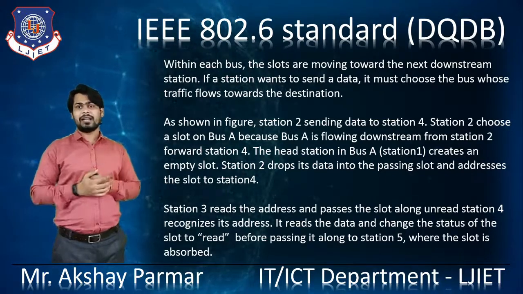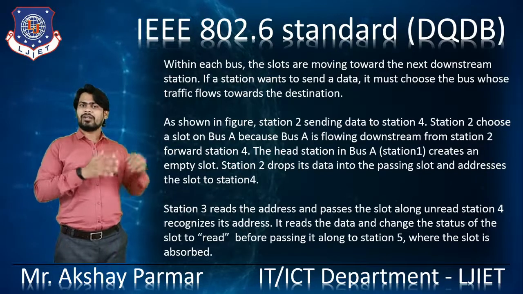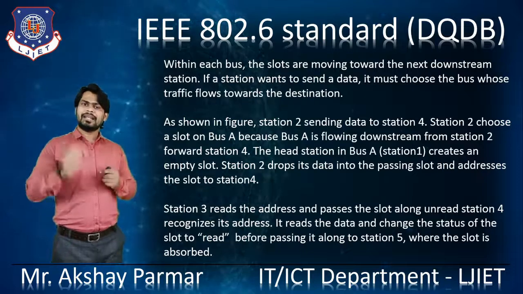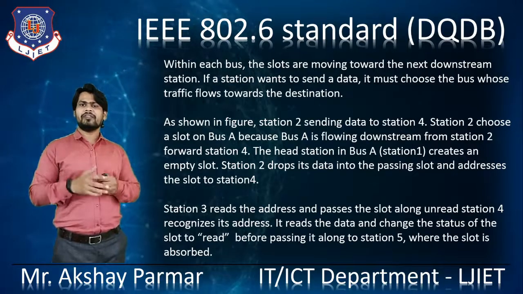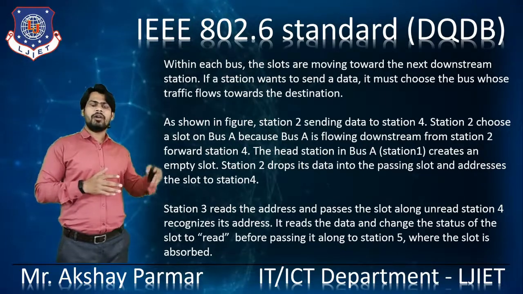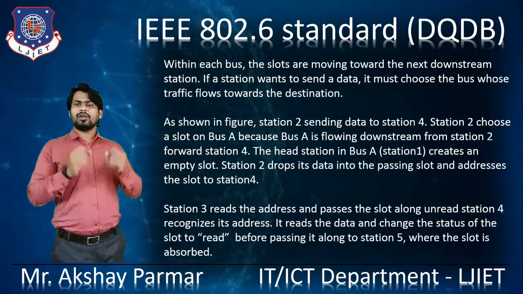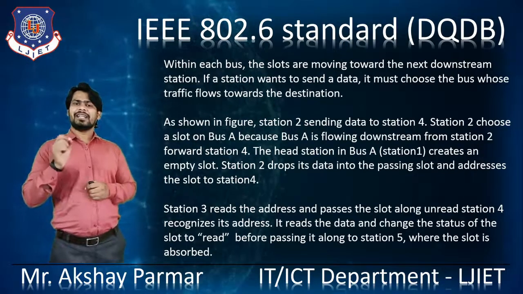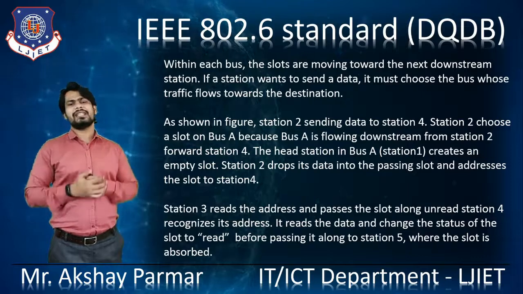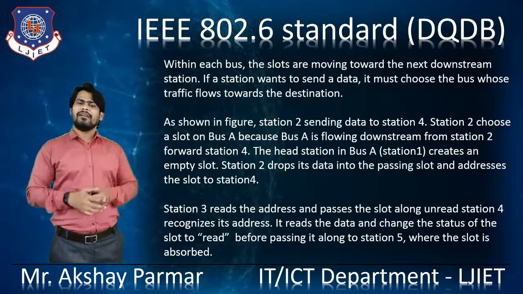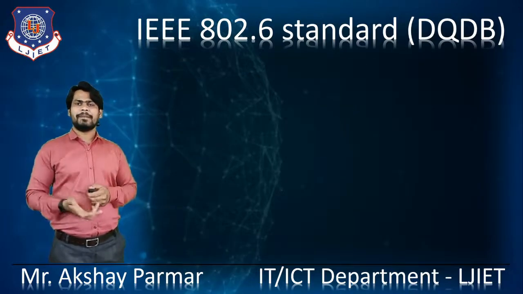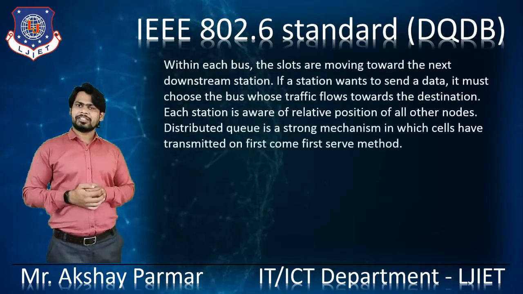Station 3 reads that address and passes the slot along unread. Station 4 recognizes its address, reads the data, and changes the status of the slot to read before passing it along to station 5, where the slot is absorbed, right? So that's how the data is read at the destination end.